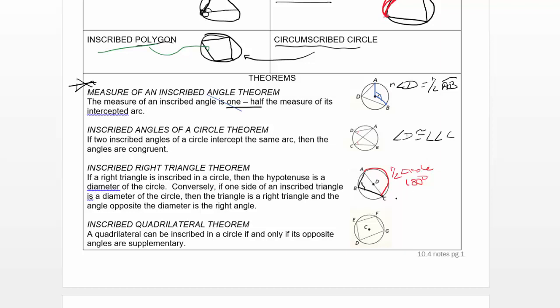which means this right angle is half of 180, which is 90 degrees. Meaning in an inscribed triangle, if one of the sides is a diameter, then it must be a right angle. And vice versa, if you inscribe a right triangle in a circle, the hypotenuse is always a diameter.